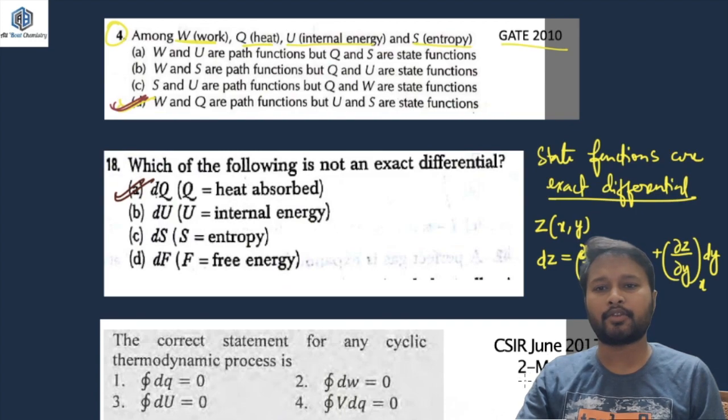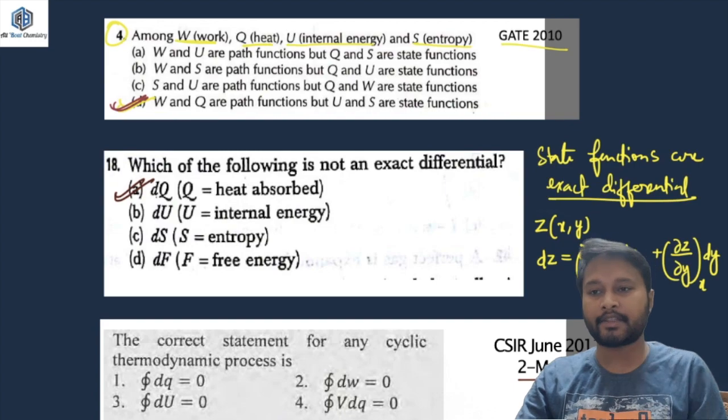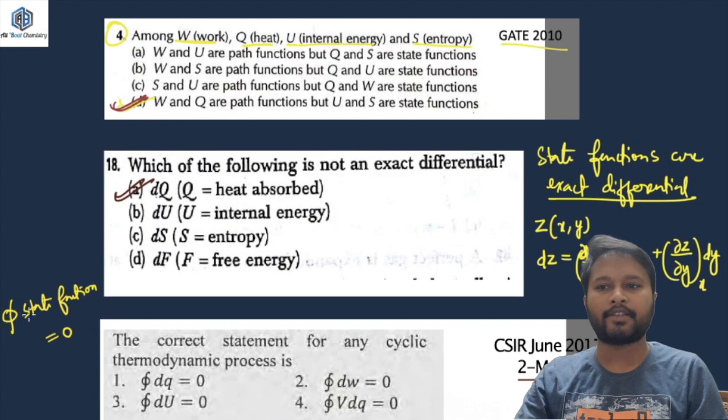Now, this question was asked for 2 marks in your CSIR June 2017 exam. It says, the correct statement for any cyclic thermodynamic process is. This is also a property of a state function: if you take the integral over a closed path for any state function, that will be equal to 0.